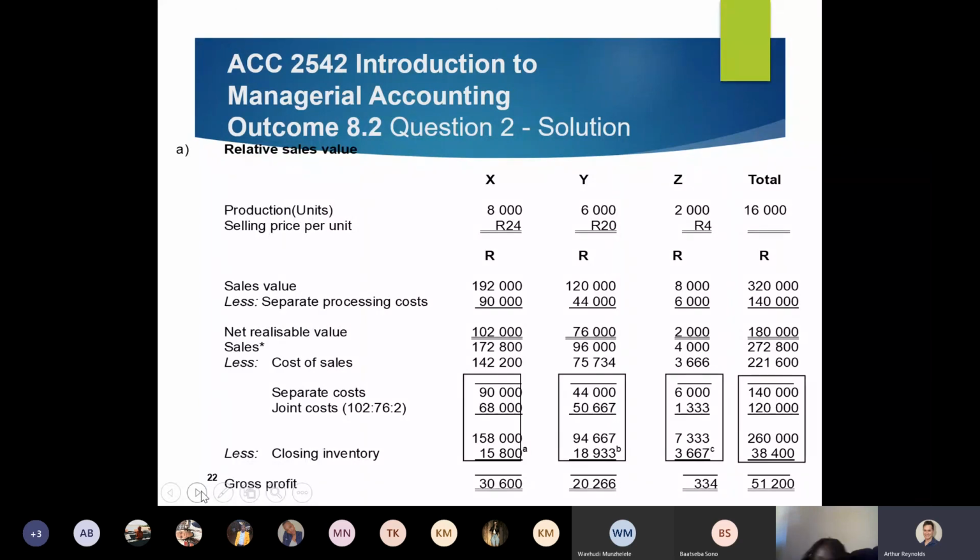The closing inventory again is calculated using the same principles. This is 10% of the total volume that's produced. So you can see it's 10% of the value. Again, this last one is half. As you can see, that's 1,000 of 2,000. So that works out to that.